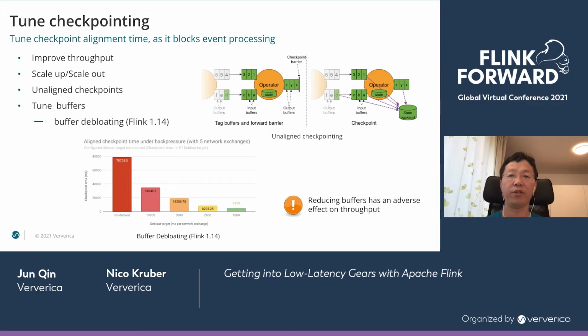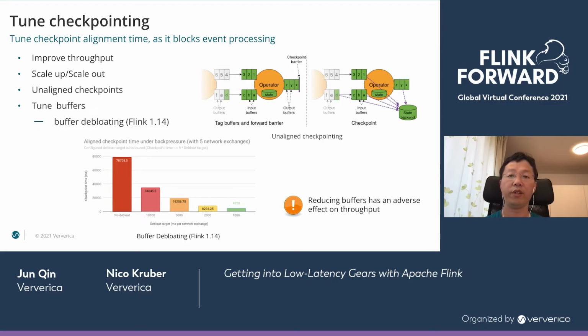The second option is to scale up or scale out, same as the first low latency technique we presented before. This has two effects. It reduces back pressure because it increases processing power. And with the increased parallelism, writing checkpoints to remote storage can also finish quicker. As a result, checkpoint duration is reduced.